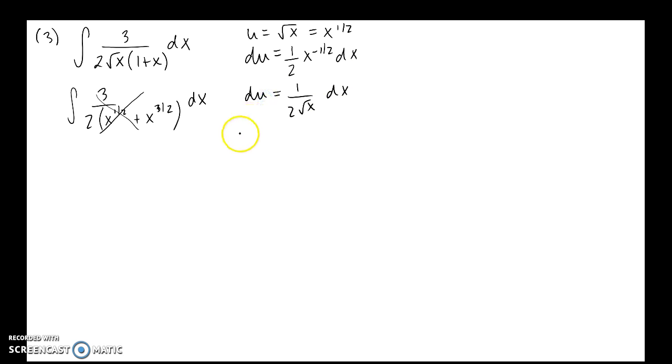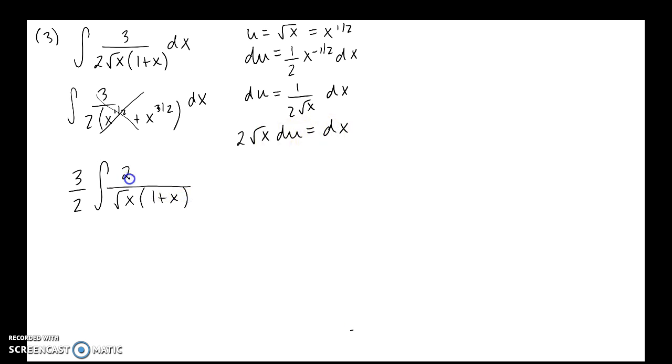Okay, so 2 root x du is going to be my substitution for dx. Now when I look at this, I got all sorts of things going on. So let's start replacing. I have 3/2 square root of x, 1 plus x, and the only thing I have right now is that I'm going to replace dx with 2 root x du.